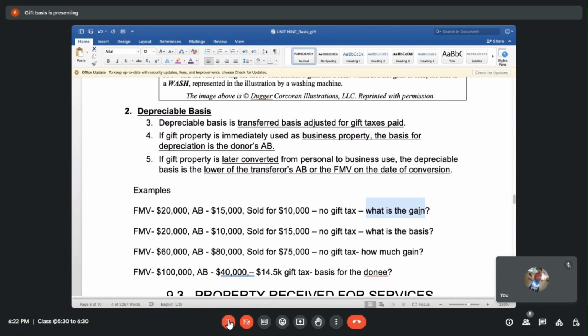10K. Loss, there'll be a loss. Loss of 10K. Is it going to be a loss? It is going to be a gain. There'll be a loss of 10K. 10K loss, okay. Can you explain how? Because the property is transferred at a loss. And when it is transferred at a loss, we need to go by FMV on the date of gift. That is 20K, and sold for 10K.